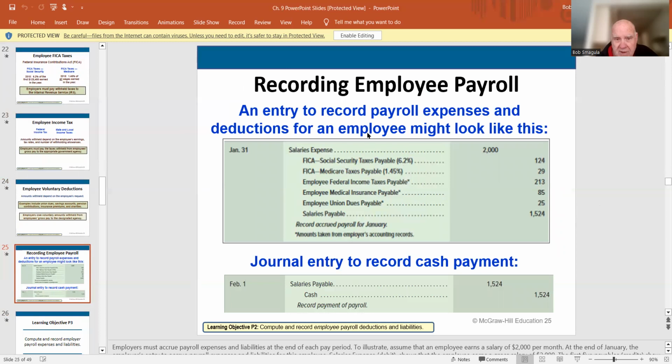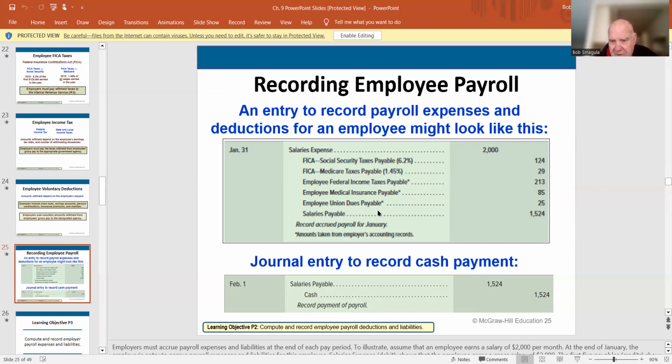Wow, look at this. An entry to record the payroll expenses for a company and deductions for what an employee might look like. Well, here we are. We have an employee, and this employee earned $2,000 for the week or the month, whatever. And look at the deductions that come out, huh? 6.2% for Social Security, 1.45% for Medicare. There was some federal income taxes payable there. Federal income tax came out. Medical insurance came out. Union dues. No state tax, at least, huh?